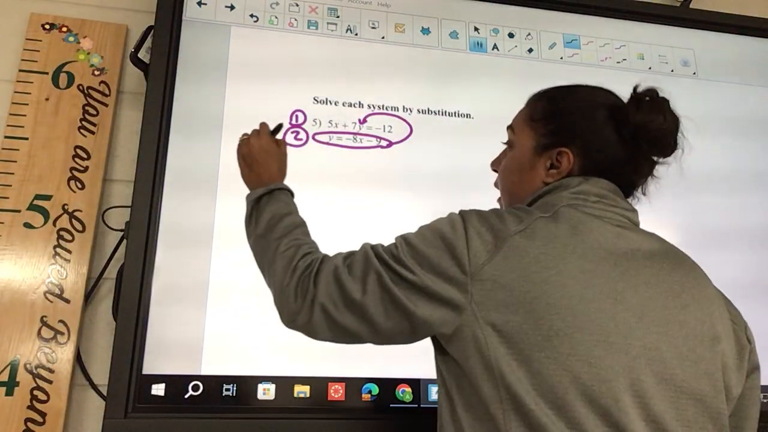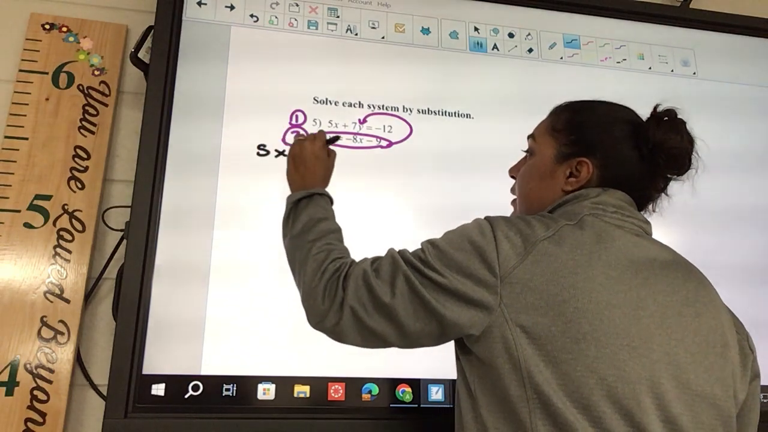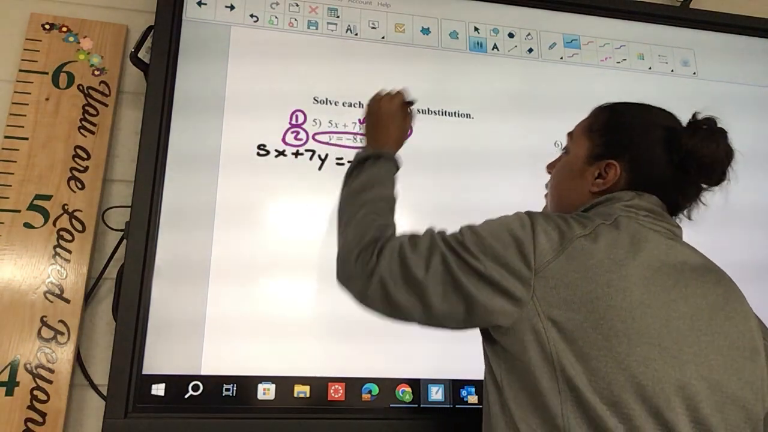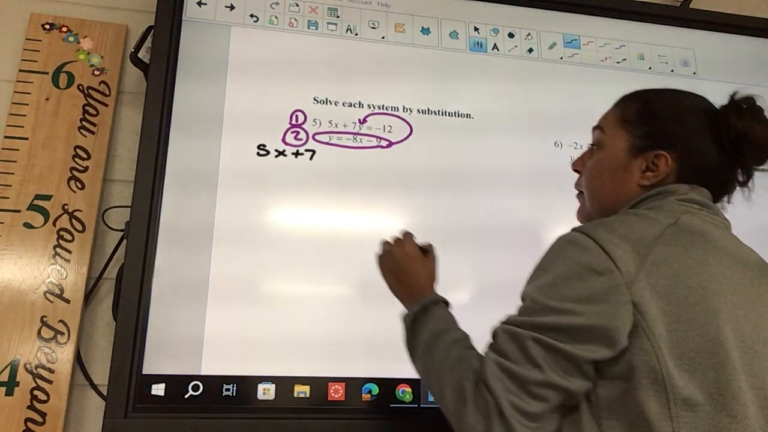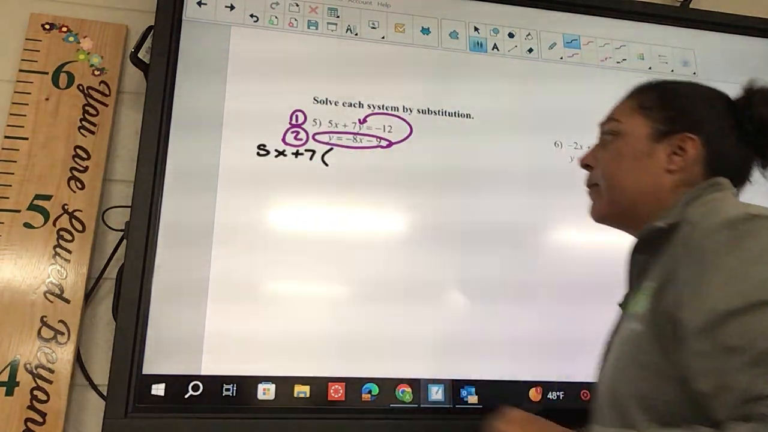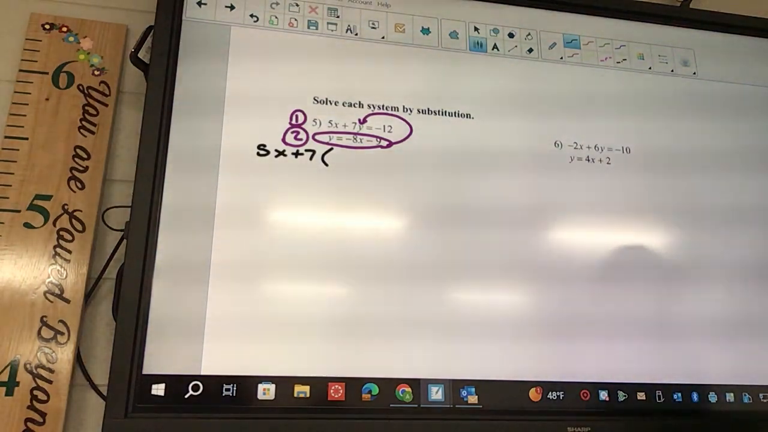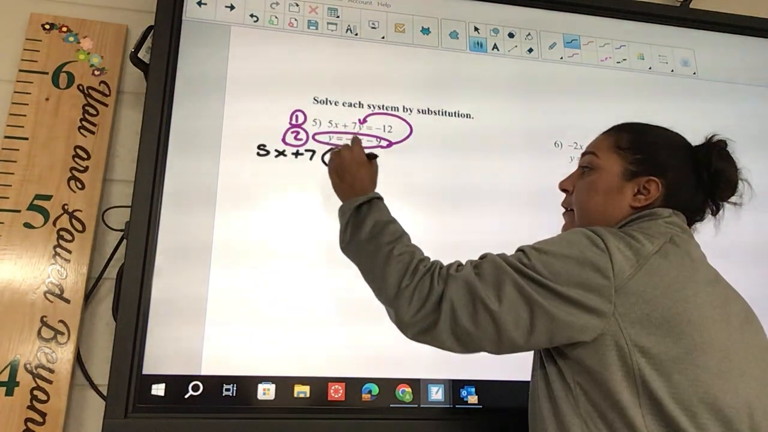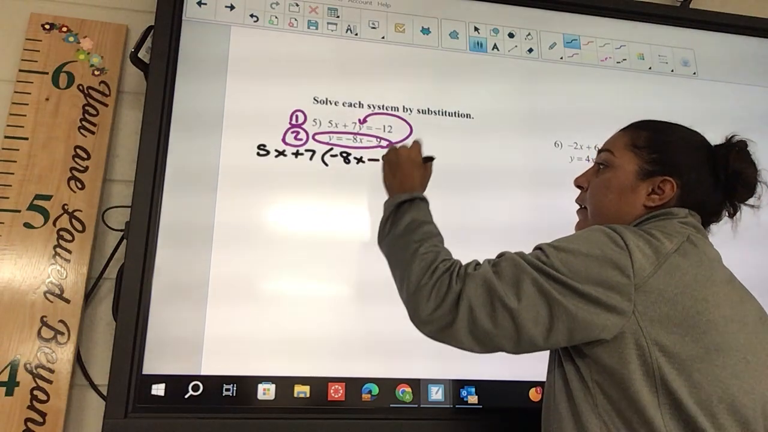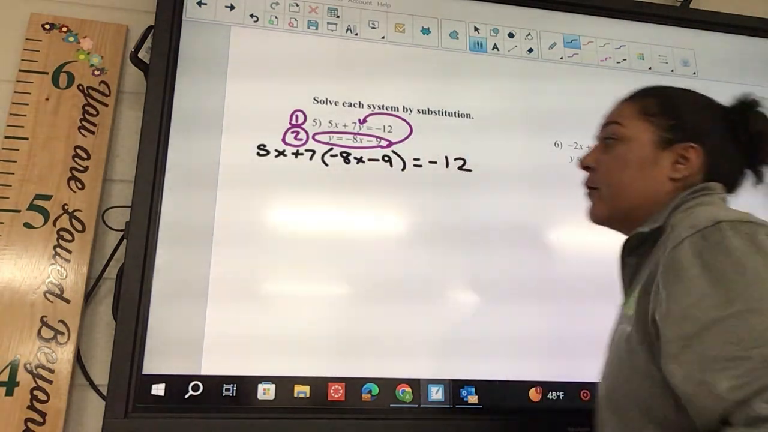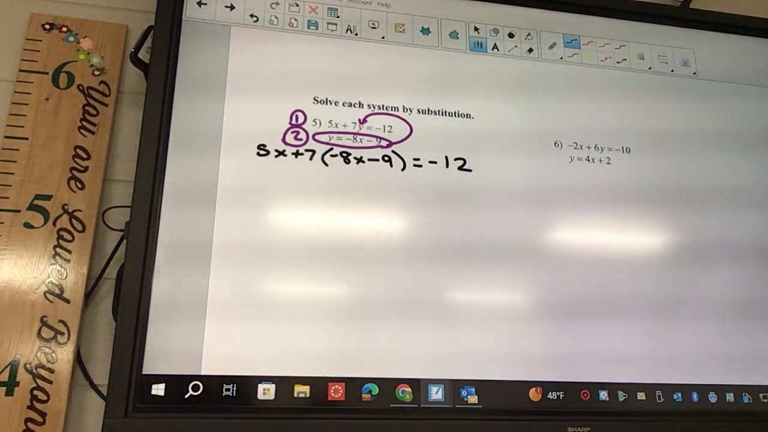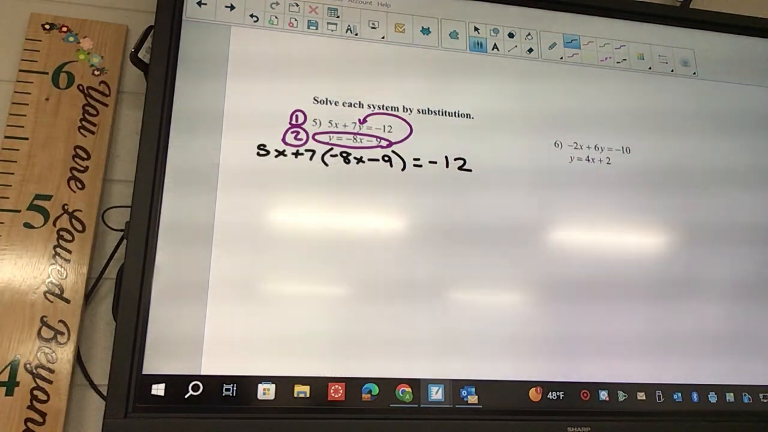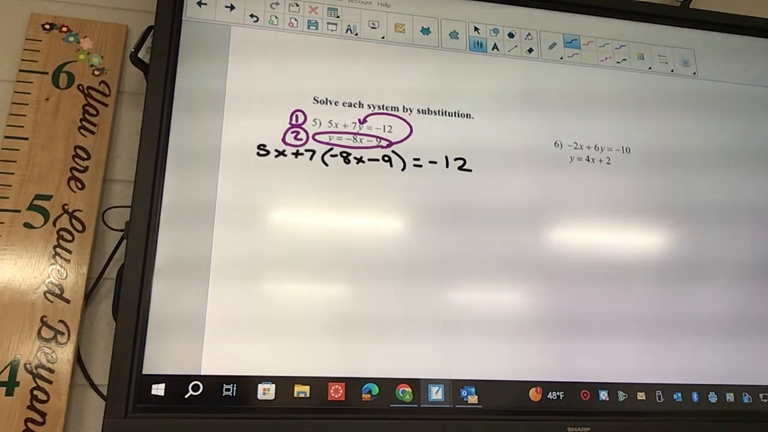Okay, so it's going to look like 5x plus 7y equals, I'm messing up. Instead of y, what am I writing? -8x minus 9. Try again. -8x minus 9 equals -12. Okay, and then from there, what needs done? Distribute.